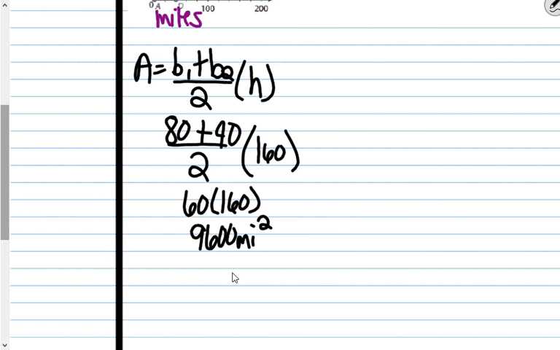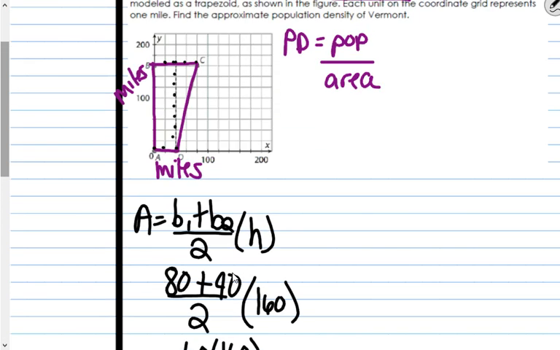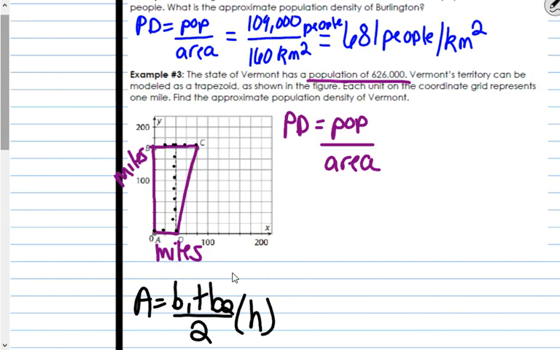So before we could find population density, we had to find the area of Vermont, which means we found the area of a trapezoid. So now we're going to come back over to our problem. Our population is 626,000 people.